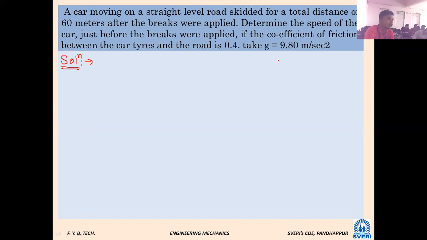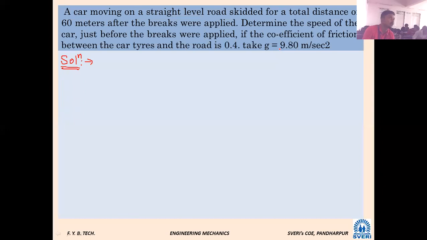So what is the problem statement? There is one road, a straight level road, on which a car is moving, and whenever that car was moving, brakes were applied. After application of the brake, the car skidded for a 60 meter distance, and we are necessary to find the speed of the car. Here we need speed, or we can say velocity.